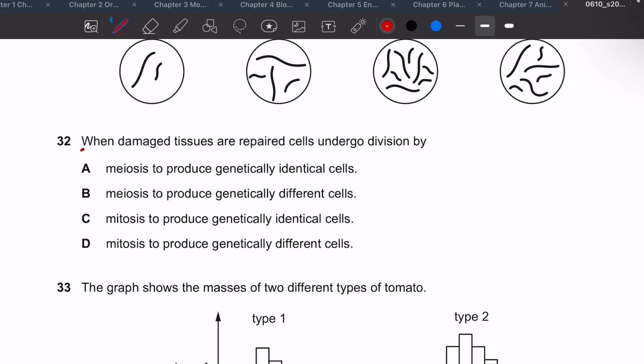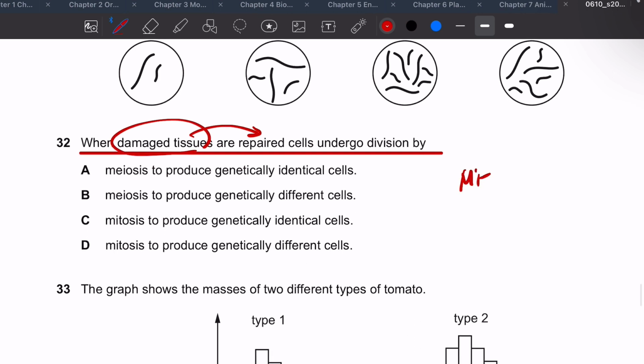Number 32. When damaged tissues are repaired, cells undergo division by... So it's asking about the type of cell division that happens when damaged tissues are to be repaired. The typical cell division that does the repairing is, of course, mitosis. This is because mitosis produces 2 identical daughter cells. So it forms clones, thereby replacing or repairing the cells.